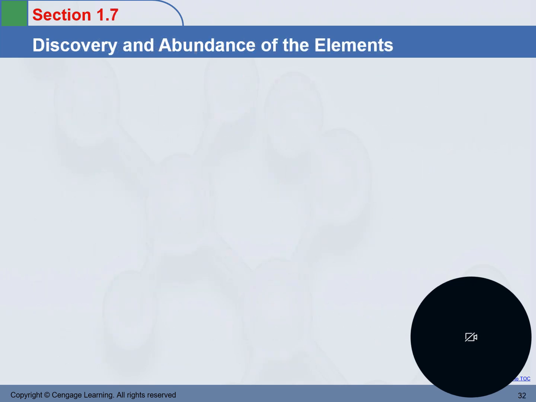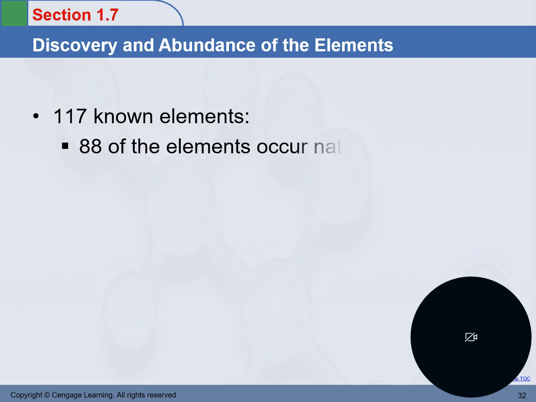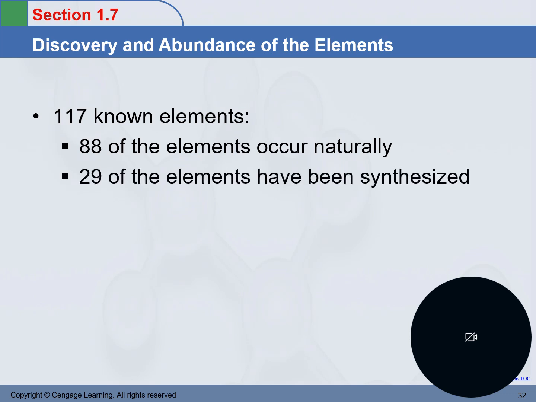Section 7 of chapter 1 is looking at the discovery and abundance of elements. There are 117 known elements. 88 of them are naturally occurring, and 29 of them have been made in the laboratory. These can be found on our periodic table of elements in your textbook.